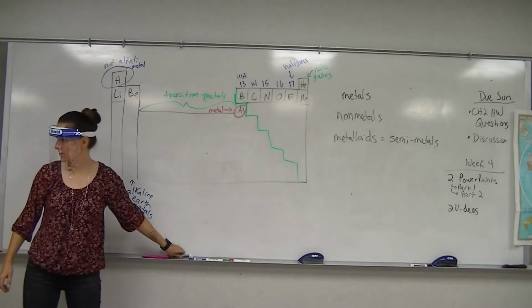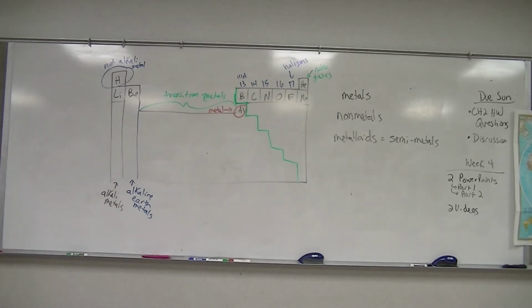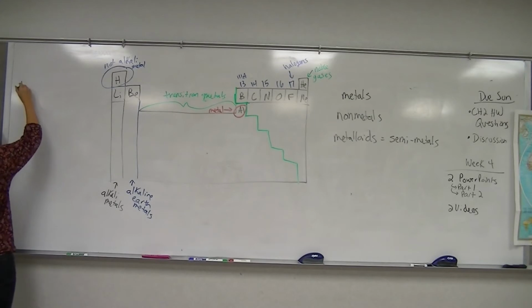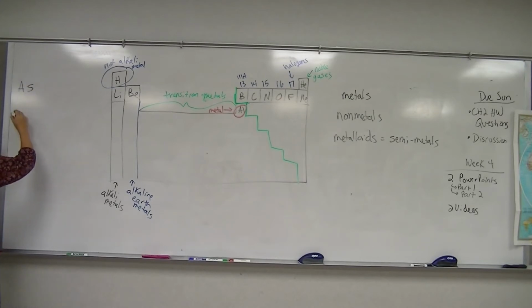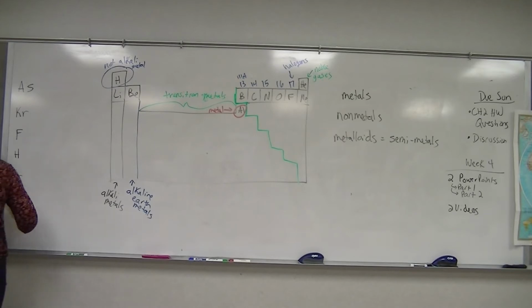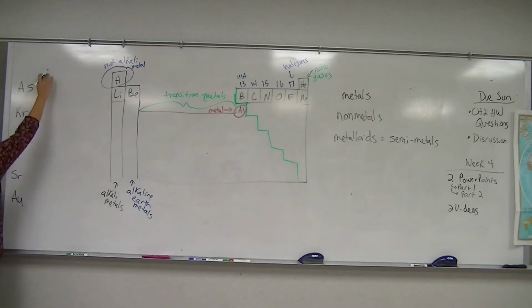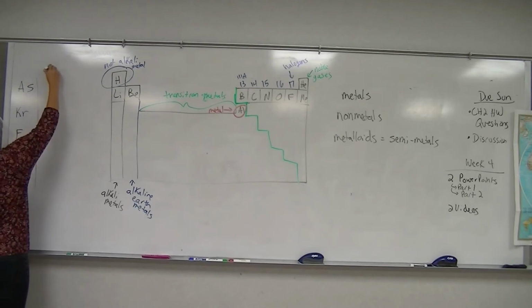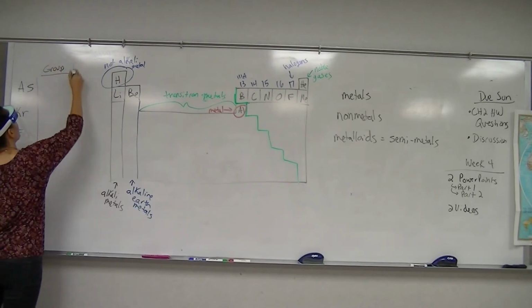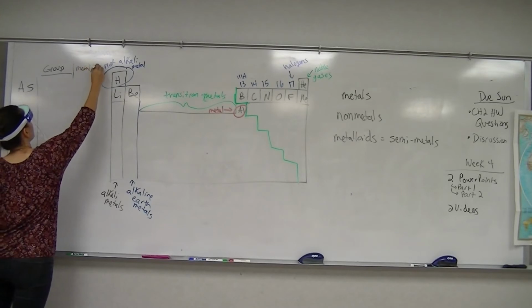So, let's apply what we just learned. I'm going to put up some examples and we're going to classify them. I'll just put the atomic symbols. So I have 1, 2, 3, 4, 5, 6 different elements here. We are going to classify them as metal, non-metal, metalloid, and give their group. So I'll put group here, and then we'll do the metal, non-metal portion here.